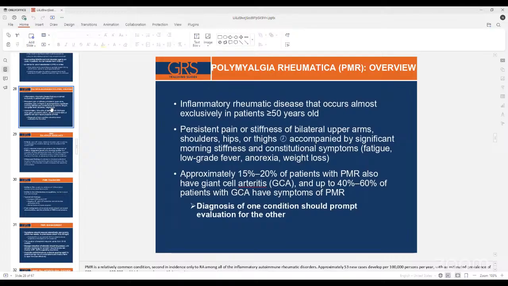Okay, so we move on to polymyalgia rheumatica. Polymyalgia rheumatica is an inflammatory rheumatic disease that occurs almost exclusively in patients above 50 years of age. And this is very important because our main differential diagnosis is rheumatoid arthritis. The age helps us to differentiate between rheumatoid arthritis and polymyalgia rheumatica.